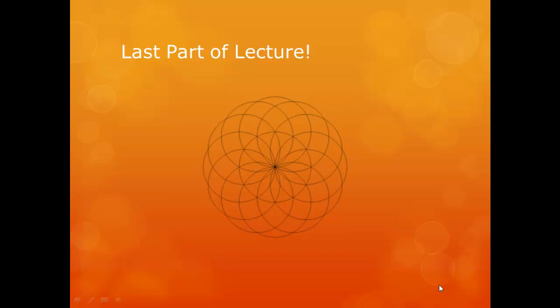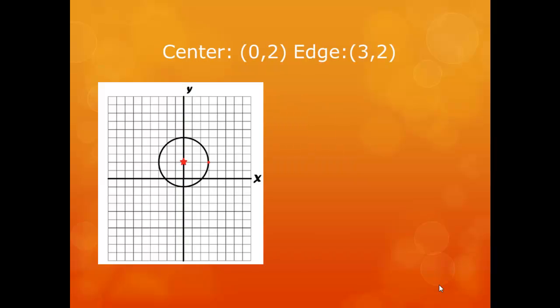Alright, the last part of today's lesson. Now we are going to get an equation from a graph of a circle that is given to us. To do this, we need to determine where the center of the circle is. In the picture, it is shown at (0, 2). The edge of the circle is also at (3, 2).